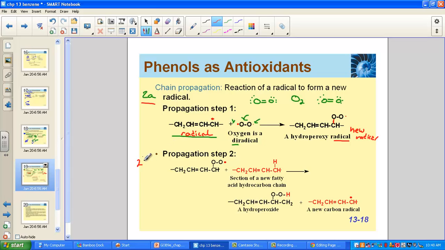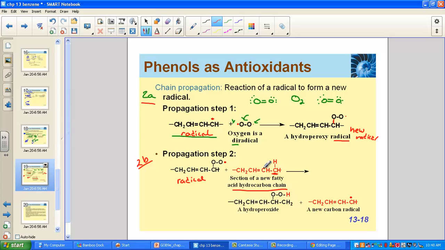Step 2b, I'll call this step here, 2b, propagation of step 2. So chain propagation, in which we take a radical and form a new radical. Now that's getting familiar, isn't it? Here's a radical that we just produced up above in step 2a. Notice now the oxygen has the unpaired electron, giving it its radical status. And here's that new section of fatty acid hydrocarbon. This was like the initial starting material from step 1.